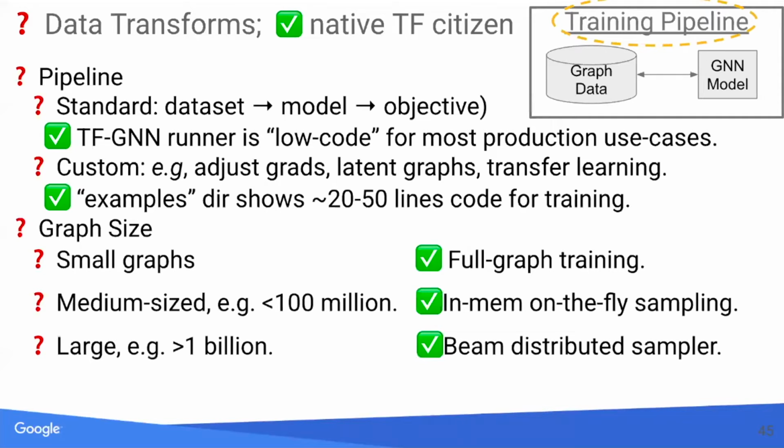Maybe your graph is very large. It has more than 1 billion nodes and edges. We have a distributed sampler that you can run, and then you can feed the output of the sampler to our runner. So you have all these options.